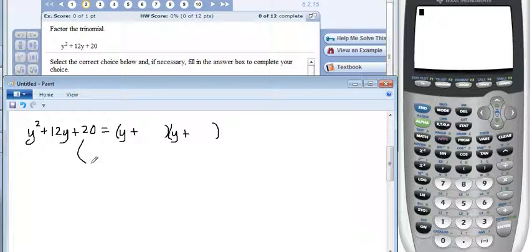Now I'm going to make a bunch of factors of 20. What do we have? We have 1 times 20. We have 2 times 10. We have 4 times 5. Do we have anything else? I don't think so. All right, we have to add to the middle term, which is a 12. Which pair adds to a 12? That pair. Now you can put the 2 here and the 10 there, or you can put the 10 there and the 2 there. It makes no difference whatsoever. Refoil to make sure you've got back what you started with.